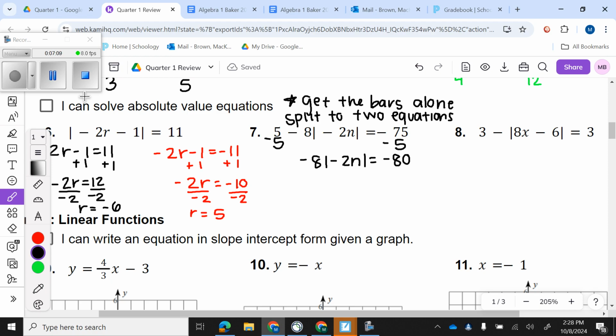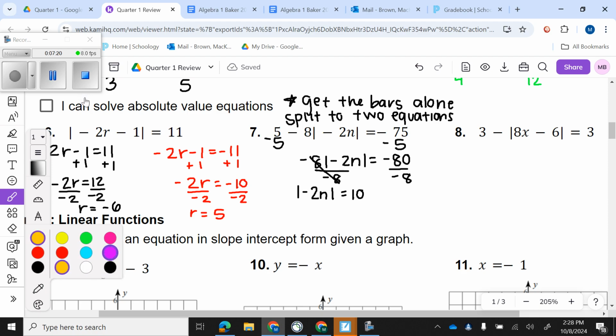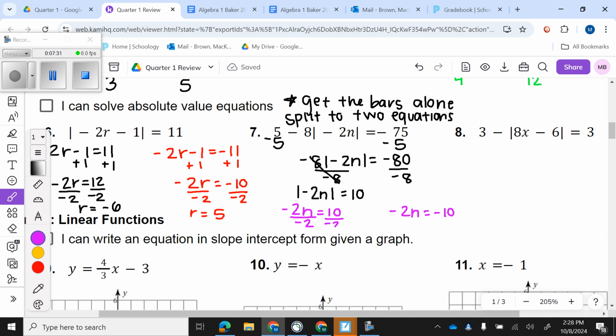To undo multiplication, I'm going to divide both sides by a negative 8. These guys are going to cancel, and I'm going to have the absolute value of negative 2n is equal to 10. Now that the bars are alone, I'm going to split this into 2 equations. I'm going to set it equal to a positive 10, and I'm going to set it equal to a negative 10. From here, we're going to divide both sides by a negative 2, and you're going to have n equals negative 5. Same thing over here, divide both sides by a negative 2, and you're going to have n equals positive 5.